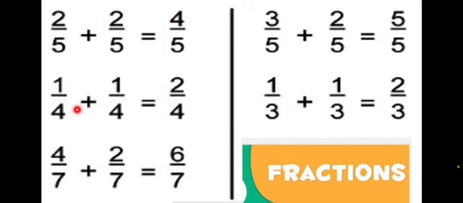1/4 plus 1/4. Again over here the denominators are common. So you don't need to add the denominators. So 1 plus 1 is 2. So 2/4 is the answer. 3/5 plus 2/5. Now here again we have to just add the numerators and we will not touch the denominators at all. So 3 plus 2 is 5. So 5 divided by 5, or 5/5.